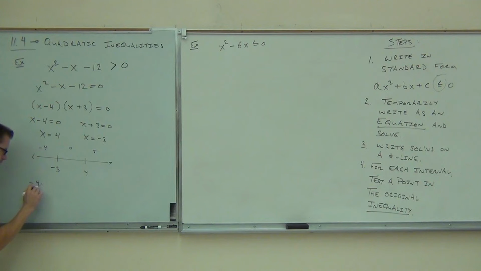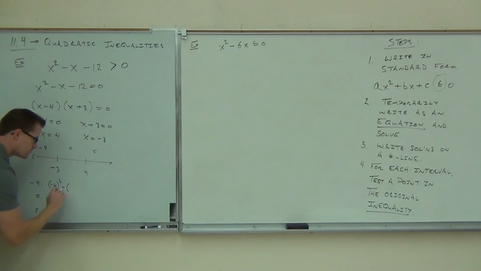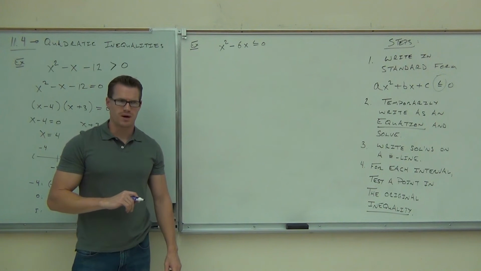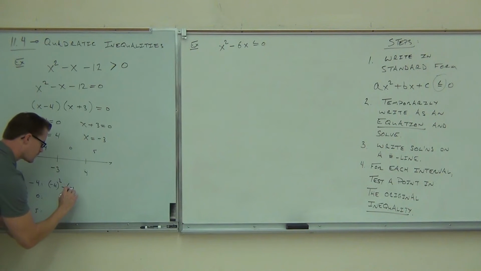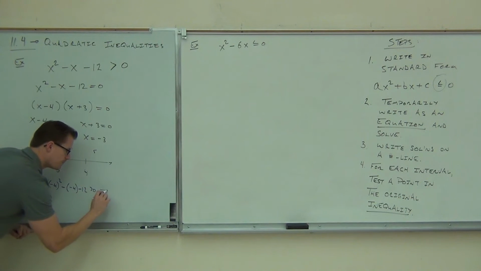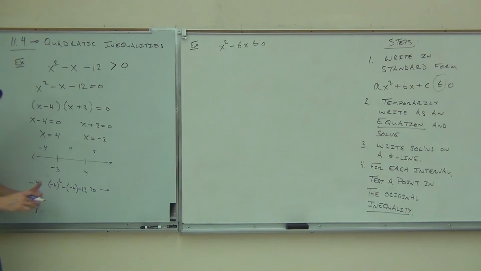So I'm going to write out negative 4, 0, and 5. I'm going to check those in my original inequality. So negative 4 squared, be careful on this one, minus what? Should it be minus 4 or minus negative 4? Minus negative 4. Be careful on that. Minus 12, and we're checking to see if that's greater than 0. If we do the math in our head here, we get positive 16 plus 4, that's 20. Minus 12, you should get 8.